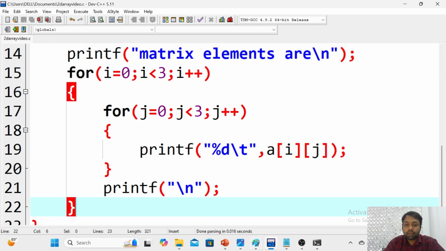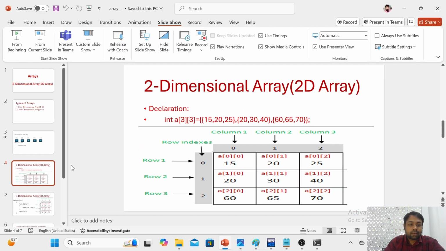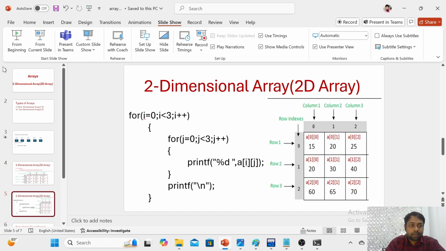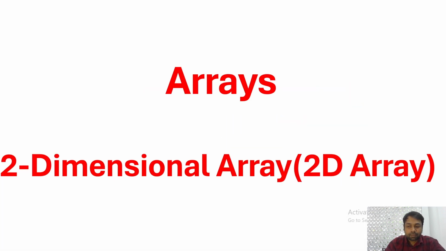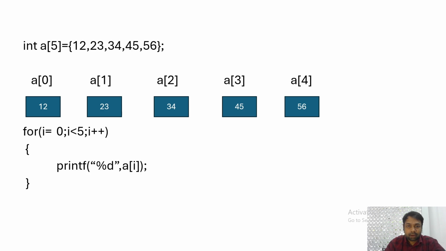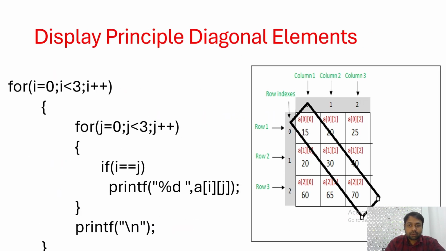Okay, now I am coming to the next one, which might be familiar to you. This one I already discussed. How to print the principal diagonal elements? Only these elements. If it is a 3 by 3 matrix, how to print only these elements?